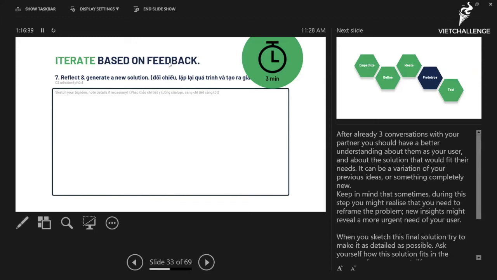So you can use three post-its, 1, 2, 3, and make it as visual as possible because you're gonna receive feedback again from your users. So they have to understand what exactly you are doing. So try to make it as visual as possible and use as little words as possible, if possible. So again, keep in mind what you learned from your user, keep in mind the feedback you received in the last round, and now we're trying to build kind of your final solution that you want to continue with.